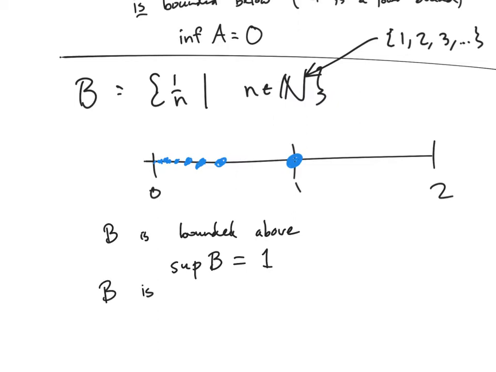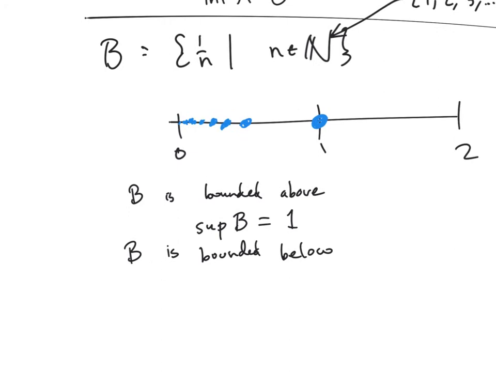Is B bounded below? It is bounded below. Can anybody tell me a lower bound for B? 0. Yeah, 0 is a lower bound. The number 0 is less than everything in the set there. Certainly something like -10 is a lower bound too. It's definitely less than everything in the set. So what is the inf of B? It is the greatest of the lower bounds. What do you think? Infinity? No. Yeah, it would be 0.